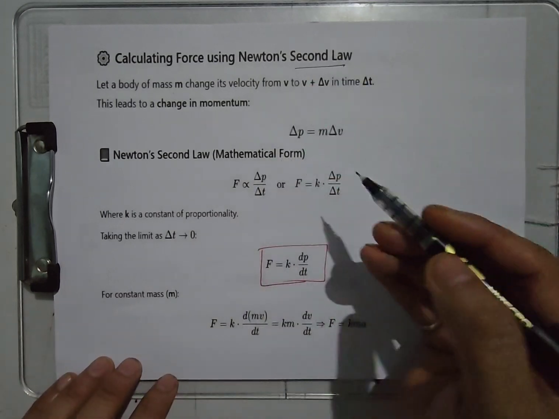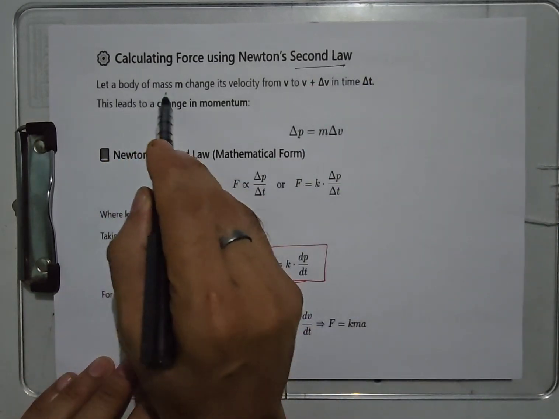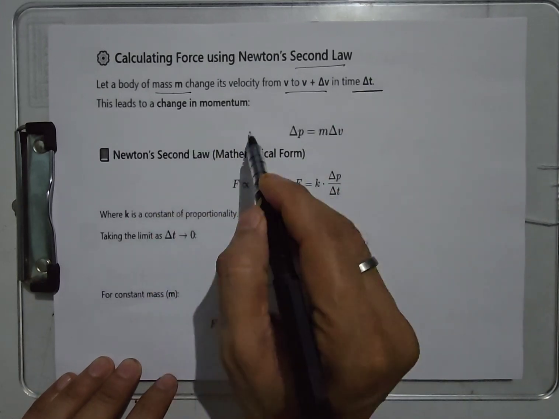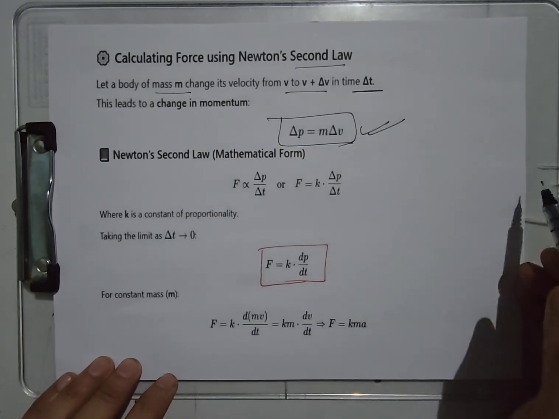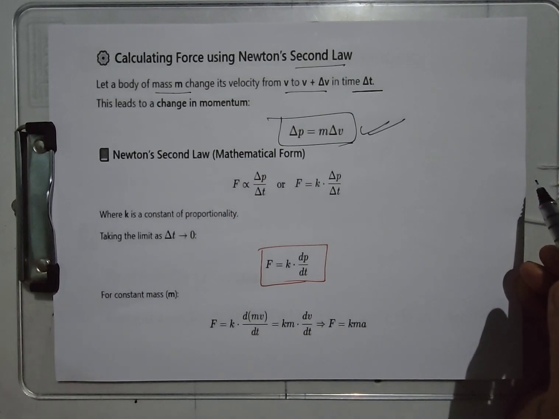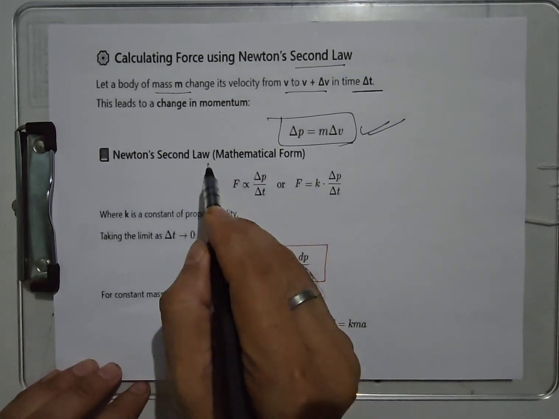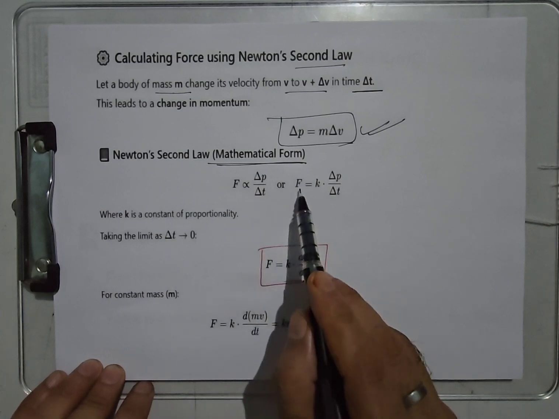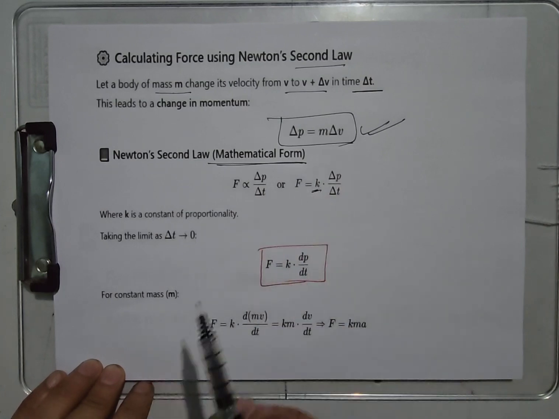So this is a little discussion about the same thing. Let a body of mass m change velocity from v to v plus delta v in time delta t. Then the change in momentum would be delta p is equal to m into delta v. This is a simple basic thing we should know. Then Newton's second law in mathematical form: F is proportional to delta p upon delta t, or you can say F is equal to k into delta p upon delta t, where k is the constant of proportionality.